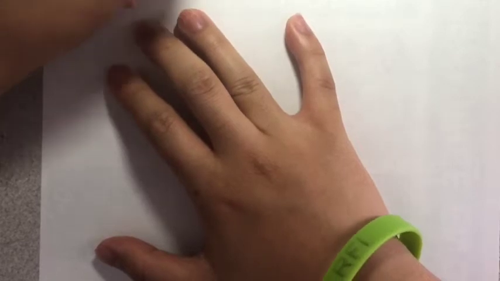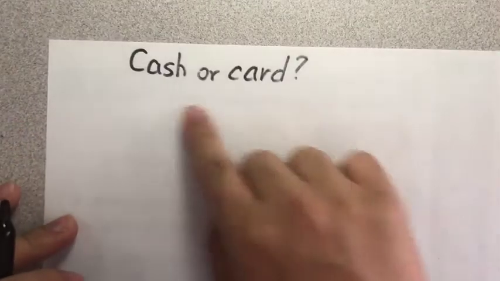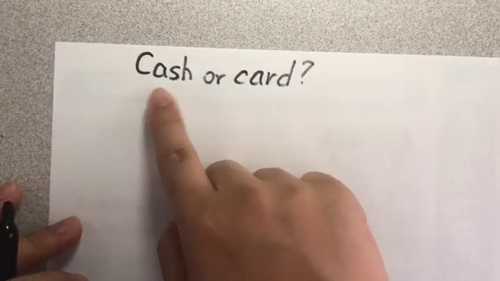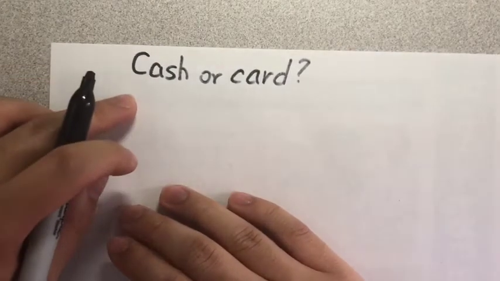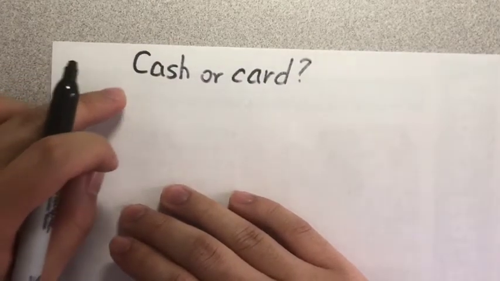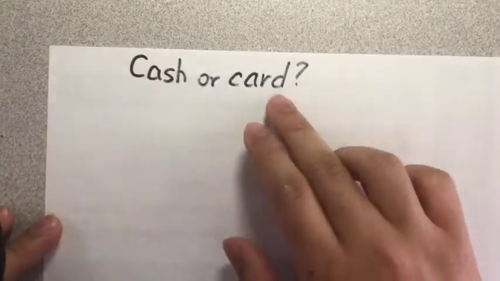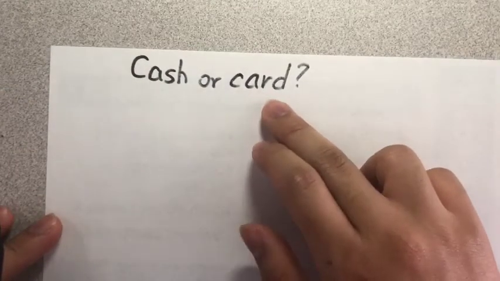Cash or card. It means, how do you want to pay? Do you want to pay with cash or do you want to pay with card? And remember, cash is coins, change, and bills, paper money. That's cash. Card is your credit card or your debit card.